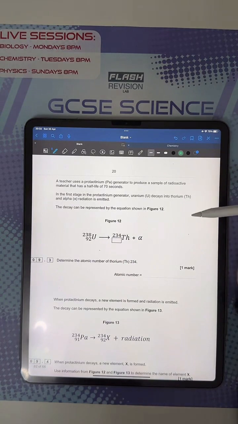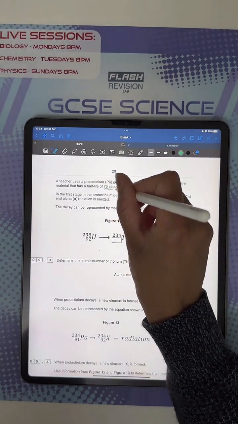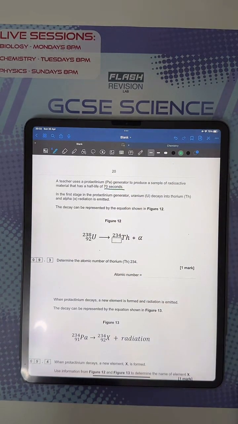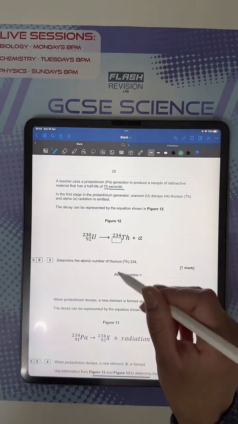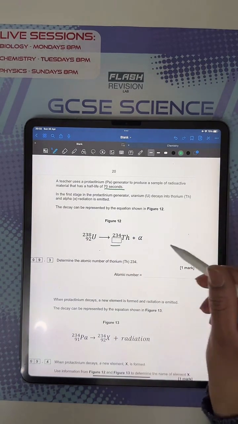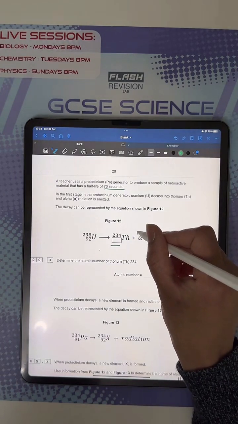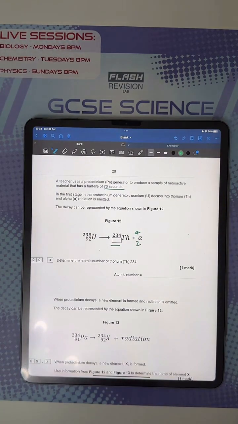A teacher uses a protactinium generator to produce a sample of radioactive material that has a half-life of 70 seconds. In the first stage, we've got uranium decaying into thorium, so that's here. Determine the atomic number. So what's the missing number here? Remember, alpha is 4 and 2. Yep, we've got people with the answer already.